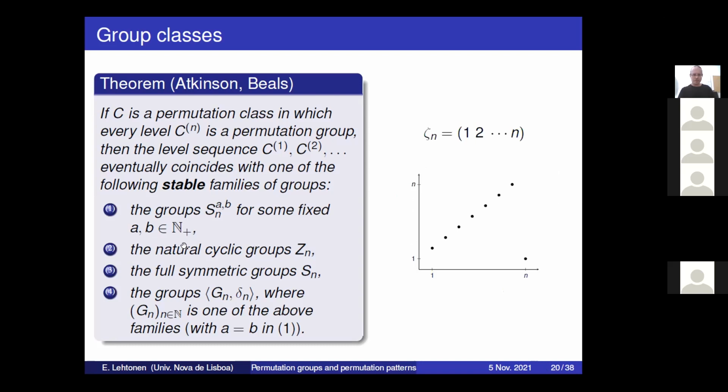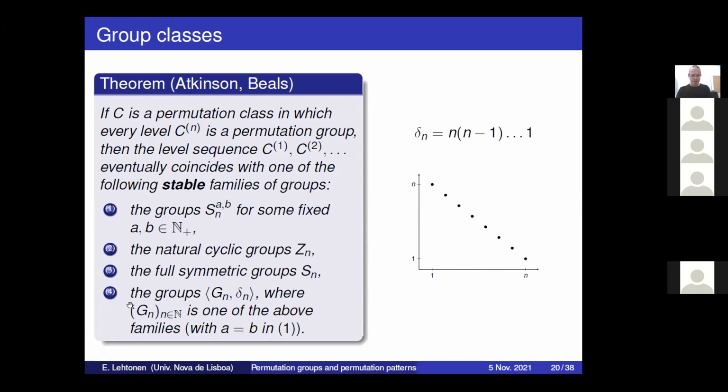The second possibility is the natural cyclic groups. This is the group generated by the so-called natural cycle of order n. It is this permutation using the usual bracketing notation, the permutation (1, 2, ..., n). This is its plot, and the natural cyclic group is the group generated by this permutation. The third possibility are the full symmetric groups. It is clear what this means.